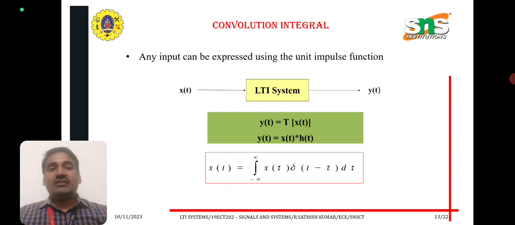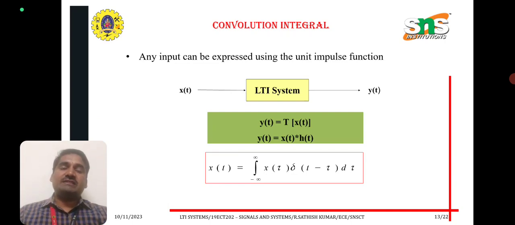What is meant by convolution integral? Any input can be expressed using the unit impulse function, which is nothing but your convolution integral. While we apply the input x of t to your linear time invariant system, it produces the output y of t. Y of t is equal to x of t convolved with h of t. The convolution integral can be represented as x of t is equal to the integral from minus infinity to plus infinity of x of tau into delta of t minus tau d tau.